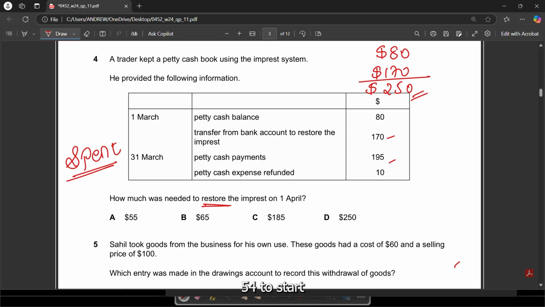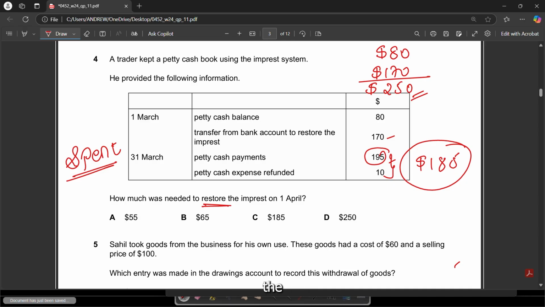So every month the petty cashier has to make sure that they have 250 to start the month off. From this, the petty cashier spent 195, and he received 10. So the net expense which was actually spent was $185. They had 250, they spent 185. What's the question? How much amount was needed to restore? As I said, the amount spent would be the amount required to restore. So I can see 185 over here. So C is the correct option.